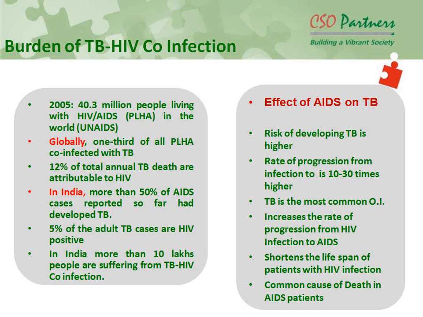Now, the effect of AIDS on TB is that the risk of developing TB is higher. As I said, the immunity system is reduced, so the chance of getting any infection is much higher. TB is a very aggressive infection, and when the immunity system is down, one might get that TB infection very quickly. The rate of progression from infection to disease is 10 to 30 times higher. TB is the most common opportunistic infection, and it increases the rate of progression from HIV infection to AIDS.